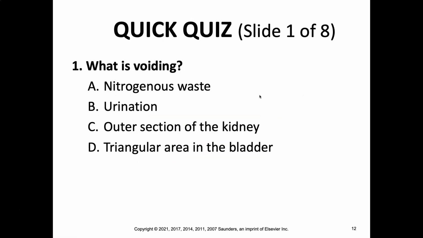All right, so what is voiding? What does the term voiding mean? Well, we know it's not the outer section of the kidney because we talked about that being called the cortex. And we talked about nitrogenous wastes. So you're down to B and D. Which one is it? I know you can get this.